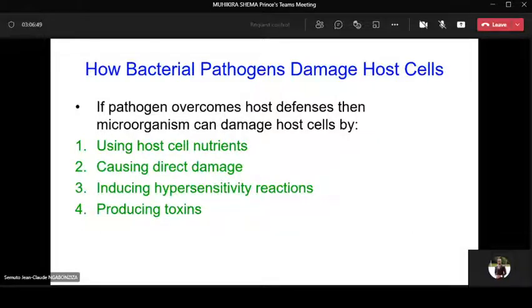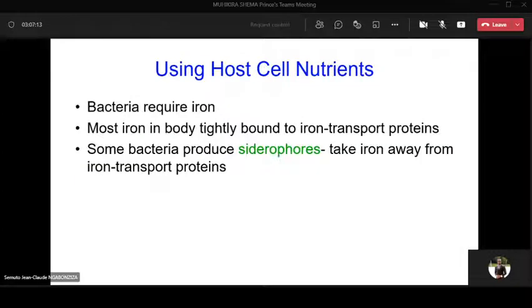And we have seen that if pathogen overcome host cell, then microbes can damage host cell by using host cell nutrient, depriving host cell nutrient, causing direct damage, inducing hypersensitivity reaction, that is overwhelming immune response, or producing toxin or enzymes. So some bacteria take iron away from iron transport protein, and the cell will die because of this. They will not produce essential protein.